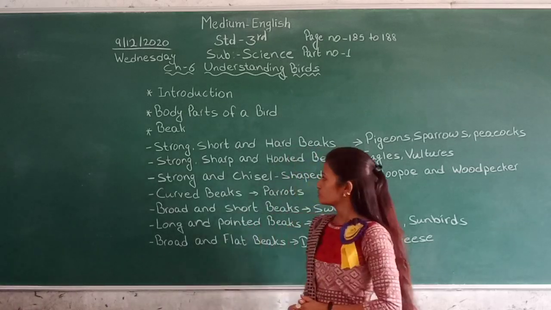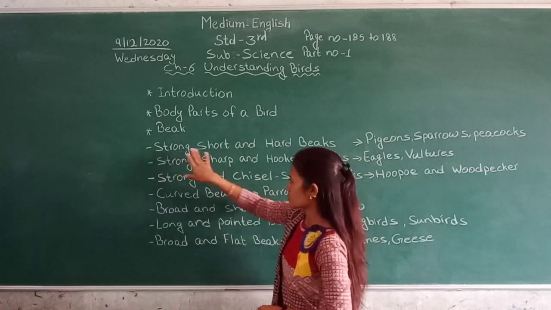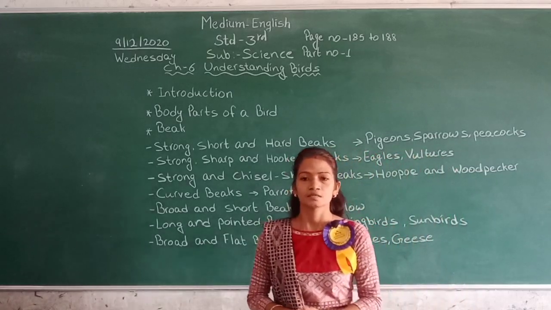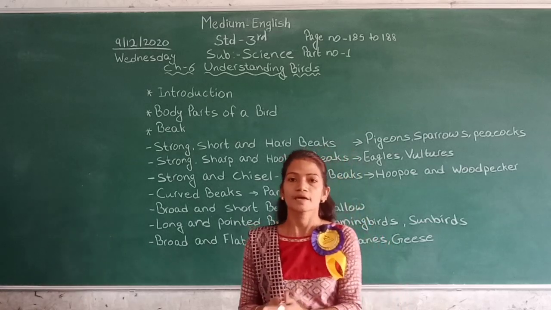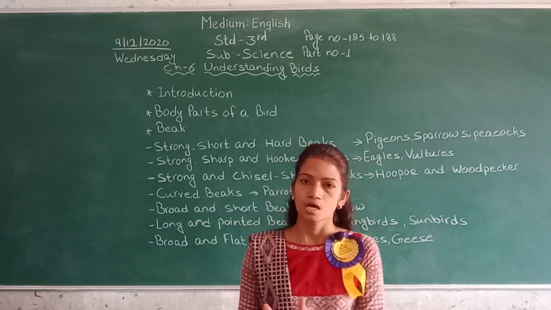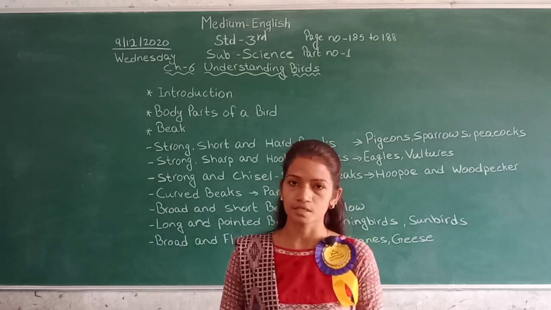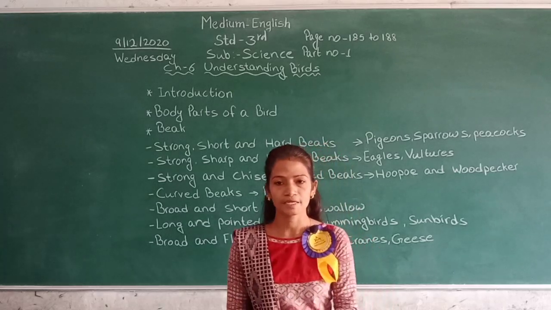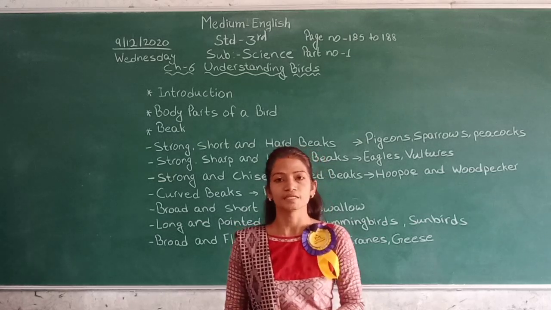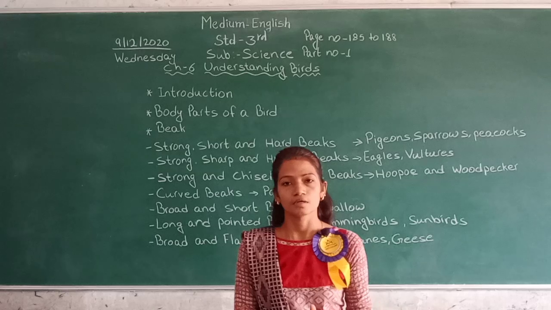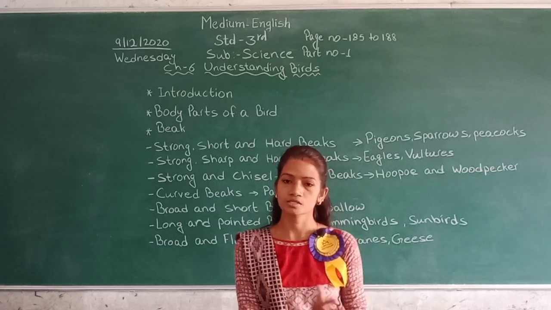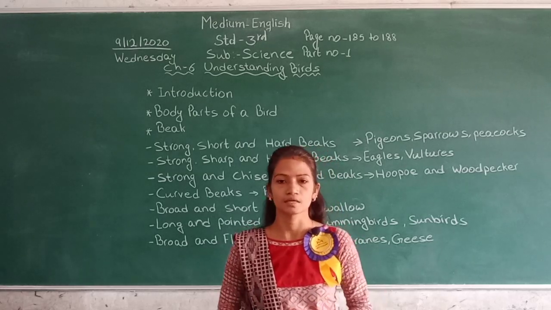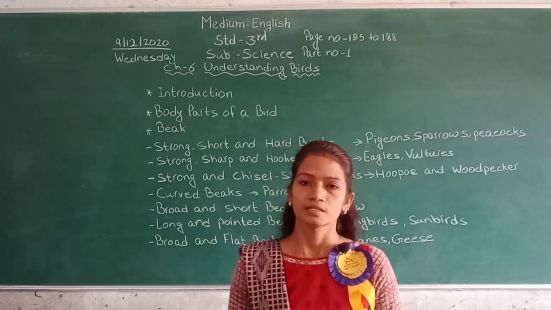So first one, strong, short and hard beaks. Birds like pigeon, sparrow and peacock have strong, short and hard beaks. Their beaks help them to bite and crack the nuts and seeds they eat.